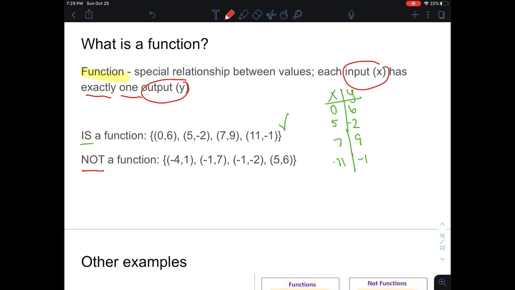Let's talk about what is not a function. So for these values, let's put them in a table. We have -4, 1, -1, 7, -1, 2, or -2, sorry, and 5, 6. As you can see, -1 has two y values. That makes that not a function.